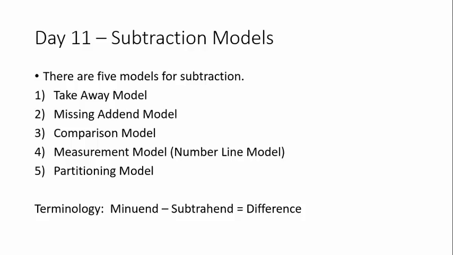The minuend is the first number in the subtraction. The subtrahend is the one that is subtracted from the minuend, and the result is the difference. So minuend minus subtrahend is equal to difference.